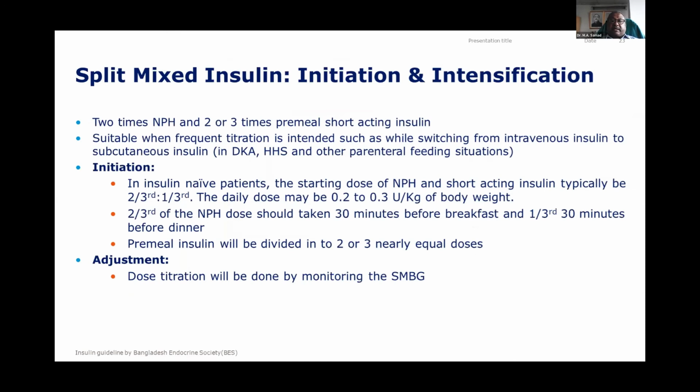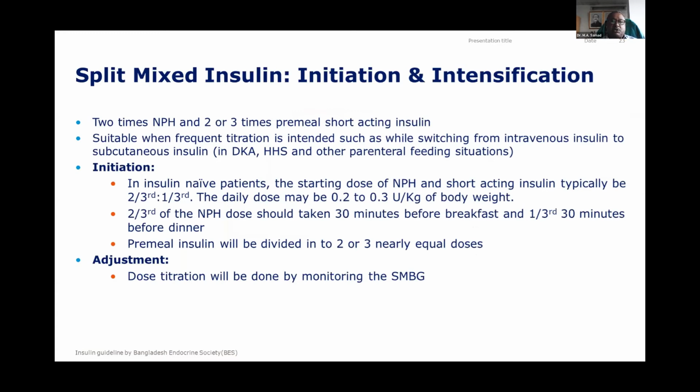You can initiate with split mixed insulin. And this split mixed insulin regimen is suitable for switching from intravenous insulin to subcutaneous insulin, that is, whenever the patient is coming out from DKA or HONK or other parenteral feeding situations.